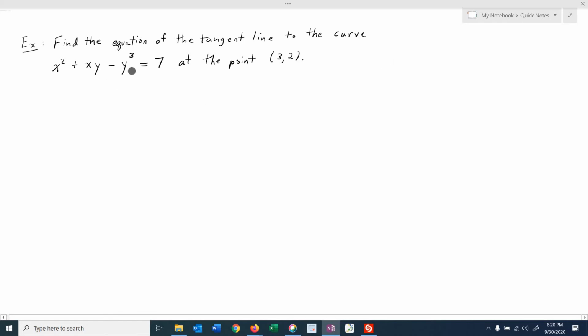Okay, so let's do that first. We need to find the slope of the tangent line at this particular point. So we need the derivative, dy/dx, and then we're going to evaluate that derivative at this particular point, (3, 2). To find the derivative, we're going to use implicit differentiation. The first step in implicit differentiation is to take the derivative of both sides of the equation with respect to x.